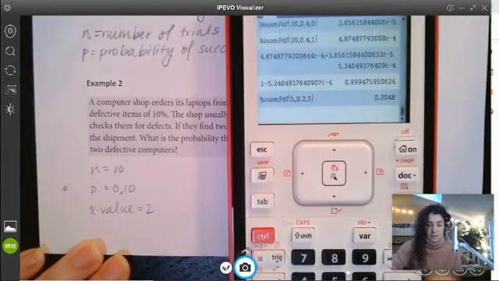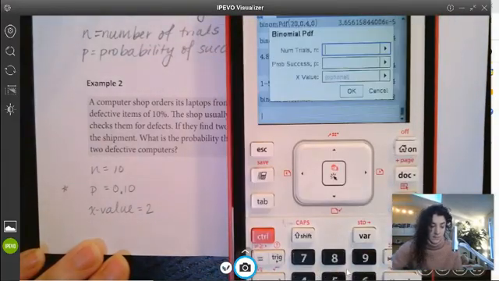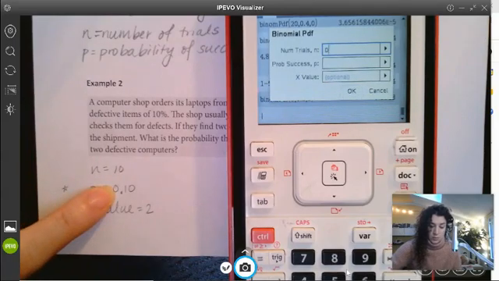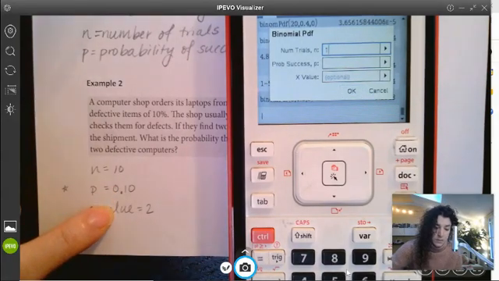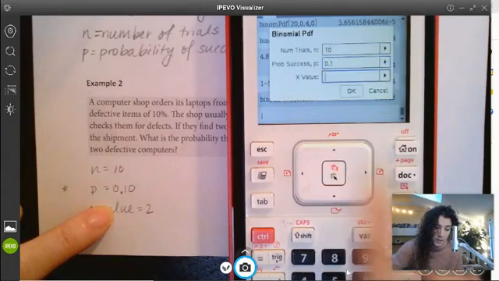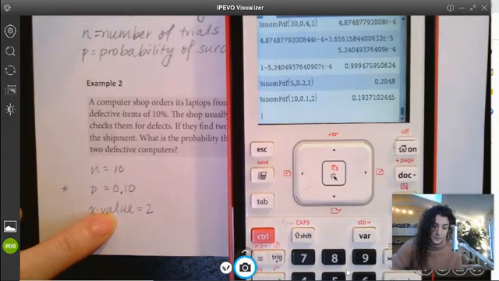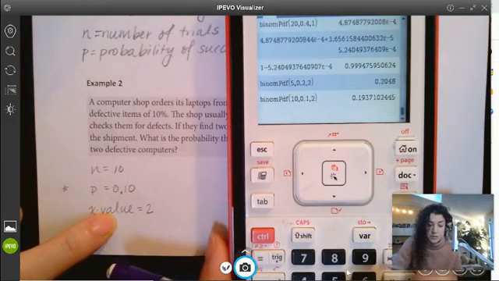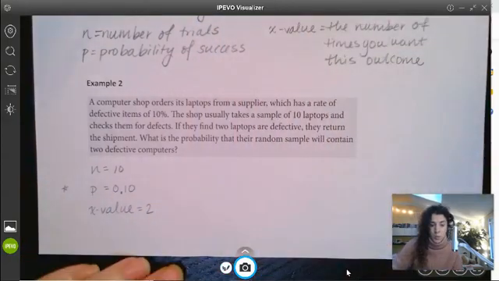I'm going to go back to my probability menu, 5A, 10, 0.1, 10, 0.1, and then 2. And the answer is 0.194.